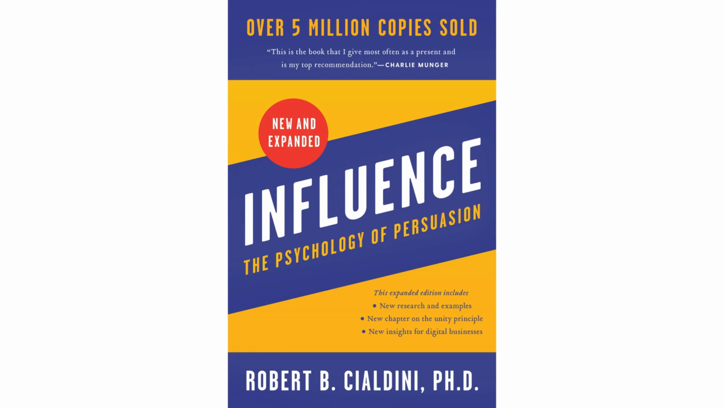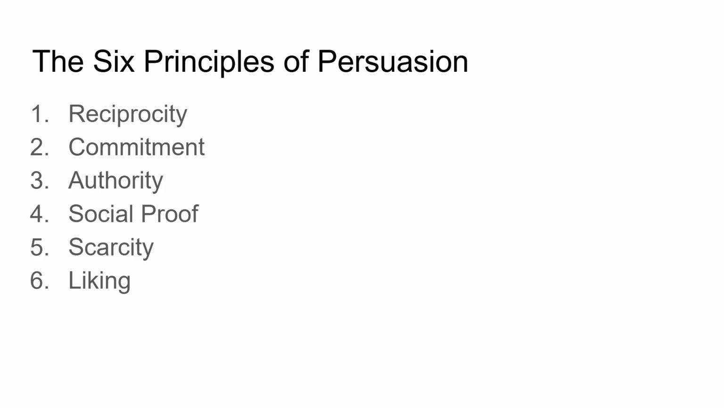The first one is from Robert Cialdini's book, Influence. A big piece of it is the 6 principles of persuasion: reciprocity, commitment, authority, social proof, scarcity, and liking. I thought, all right, that'd be a good list to memorize. So I'll put that in a memory palace.